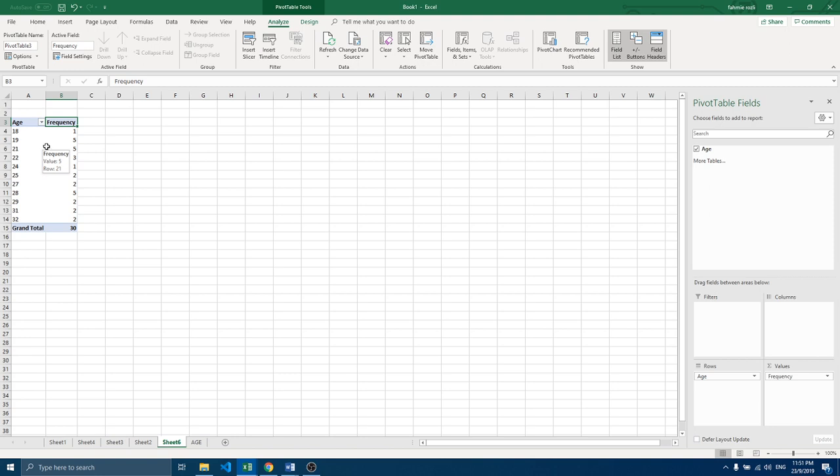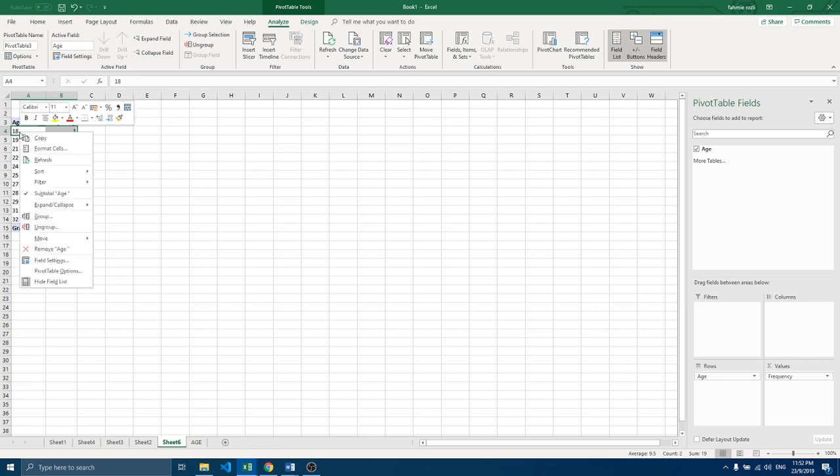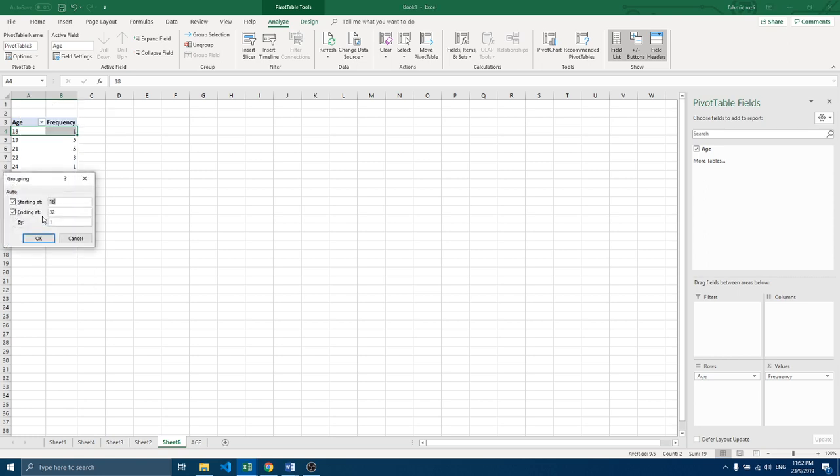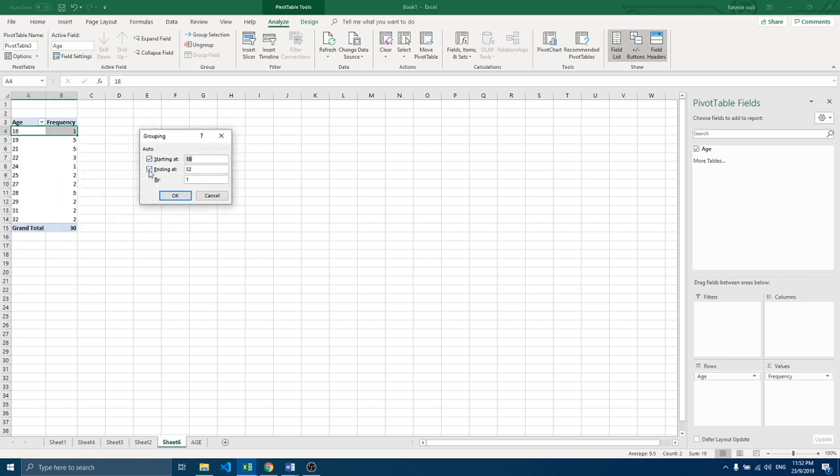good table, which is they have 18 years old, 19 years old, 5 people, 21 years old, 5. So make it in group. Just click any value, right click, and then go to group. So just untick ending, starting 18, because 18 is the minimum age, and by use 3.